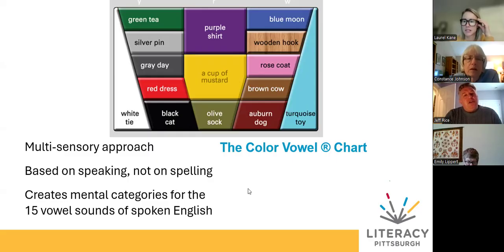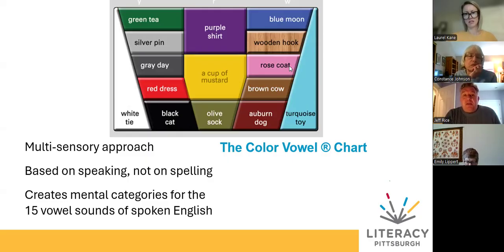Auburn dog, Marjorie. I would say Marjorie could possibly be black cat, somewhere down here on the bottom. One thing you'll notice since it's come up with Marjorie and Bernard, so Joanne, black cat Joanne, yes. If it were Joan, what would Joan be? Oh, rose coat Joan. But Joanne, black cat Joanne.